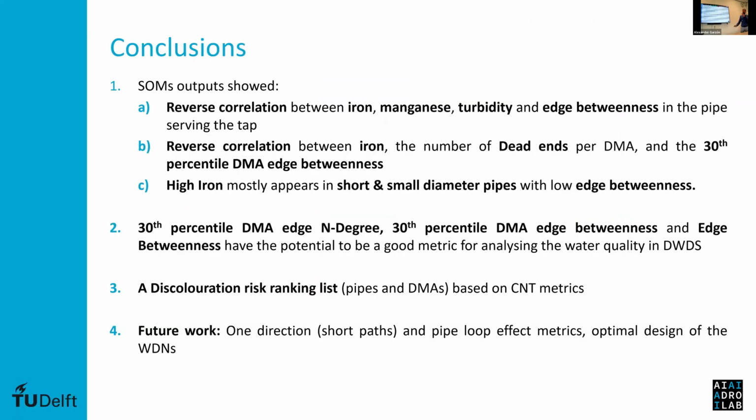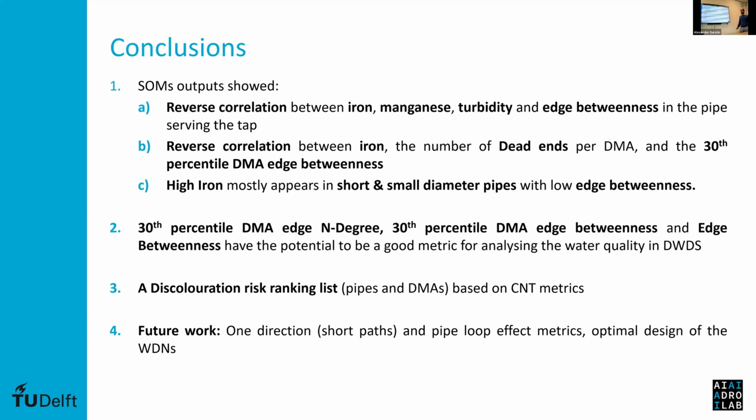As a conclusion, it's a lot of sums, and I struggled to explain what is happening, but you have to remember that what we found is that there is a very interesting metric, edge betweenness, and also the DMA edge betweenness, which shows that whenever you have this higher, you have lower iron, manganese, and turbidity in either the pipe or the DMA. It is a very good metric that water utilities can use to create a risk ranking list of either the DMAs and the pipes.